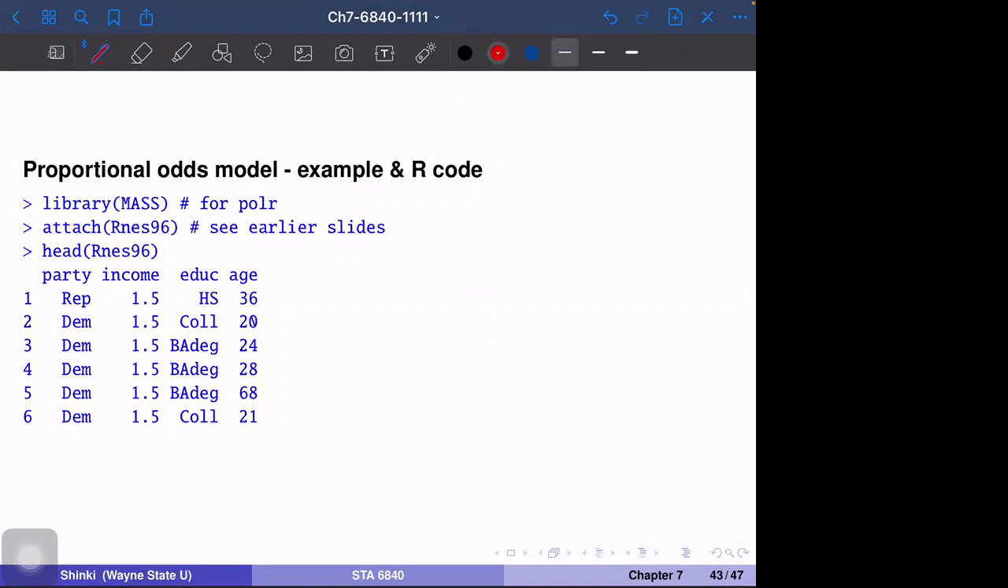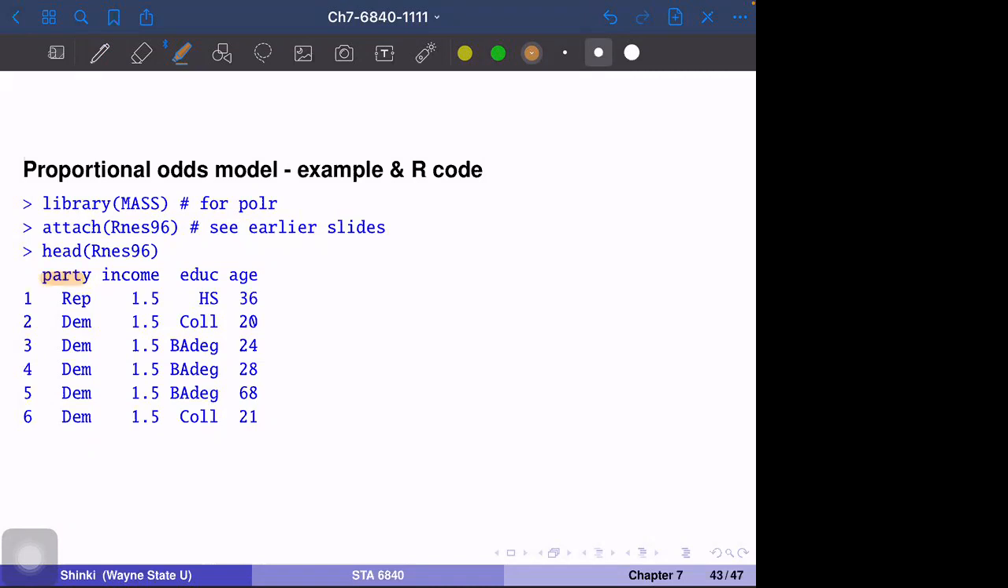Hi, now an example for the proportional odds model. So at first, the data. We use the same data as the previous one, the 7.1. This is the National Election Survey in 1996.